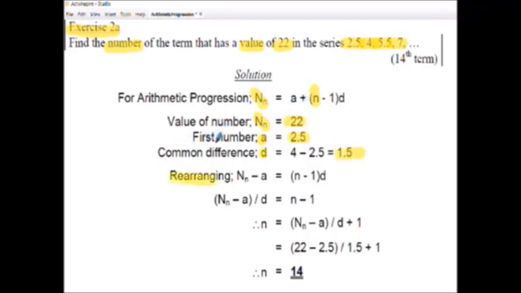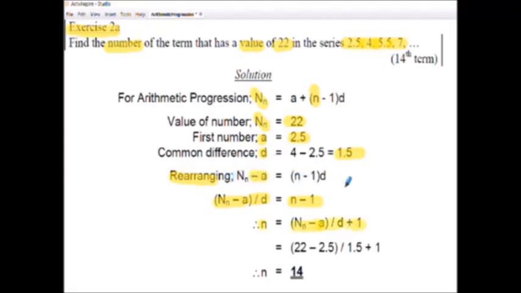So the first thing I do is to take a from both sides of the equation. So Nn take away a is equal to n minus 1 times d. Next step, I'm going to divide by d. So Nn take away a divided by d on the left hand side is equal to n take away 1 on the right hand side, and now all I do is add 1 to both sides. So little n is equal to Nn take away a divided by d plus 1.